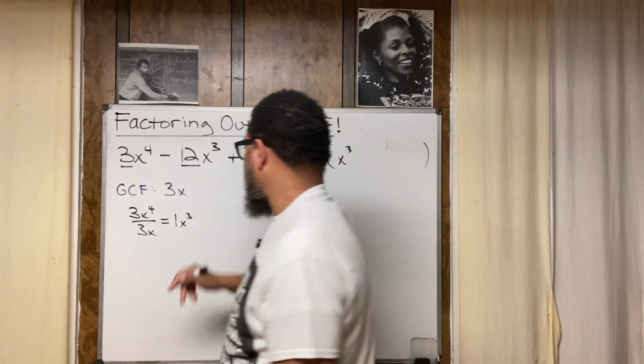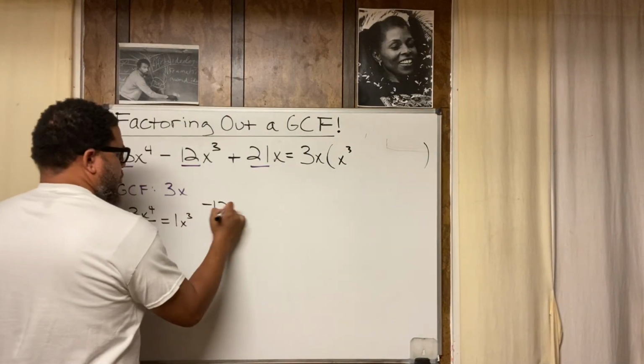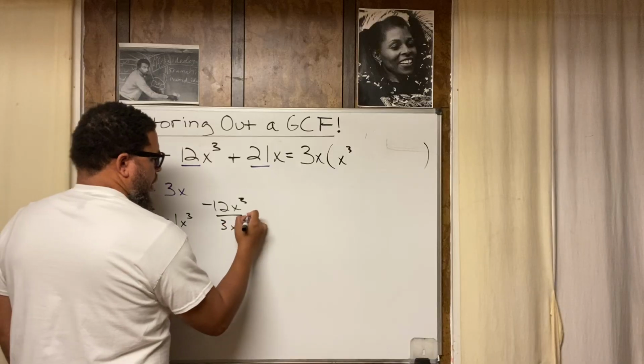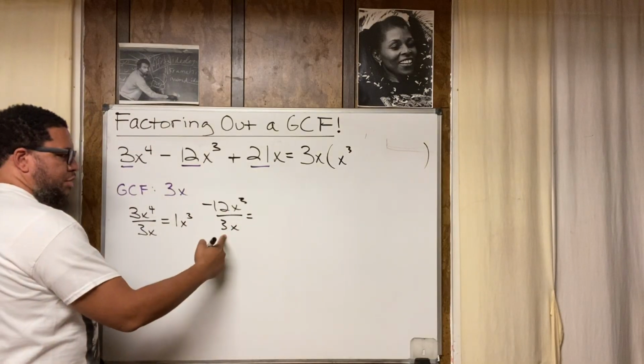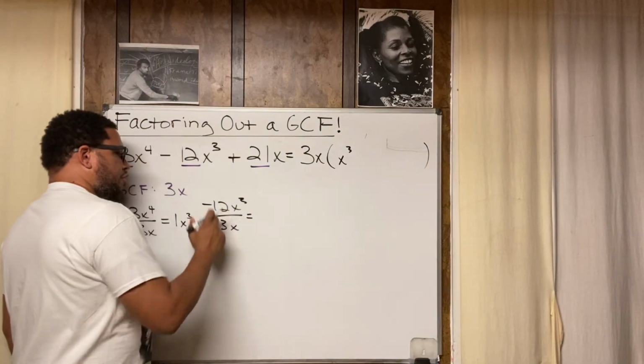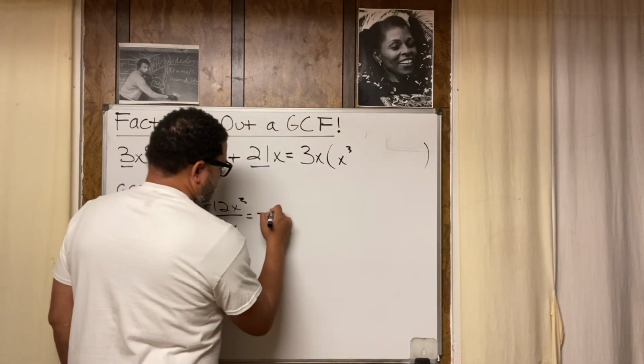Then I'm going to the second term. My second term is negative 12x cubed. I'm dividing that by the GCF. What's negative 12 divided by 3? Not positive 4, negative 4. Whenever you divide a negative by a positive, you get a negative. So that's going to be negative 4.